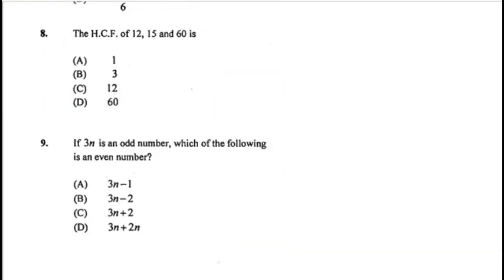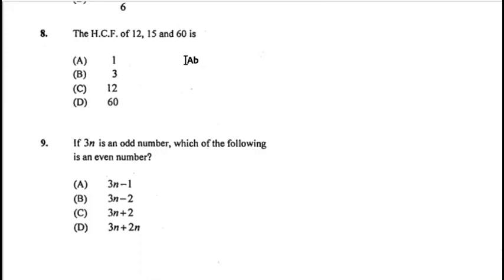So number 8, the highest common factor of 12, 15, and 60 is. So remember, a factor is a number that can divide exactly into another number. So the factors of 12 will be numbers such as 1, 2, 4, 6, and itself 12. So what you need to do is write down the factors of 12, 15, and 60. Factors of 15: 1, 3, 5, 15.